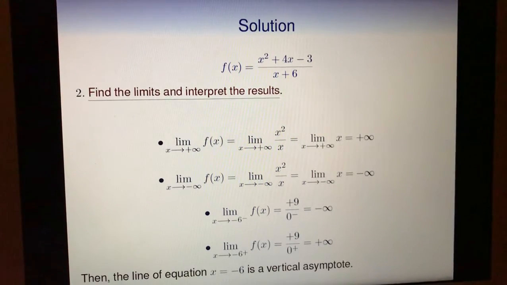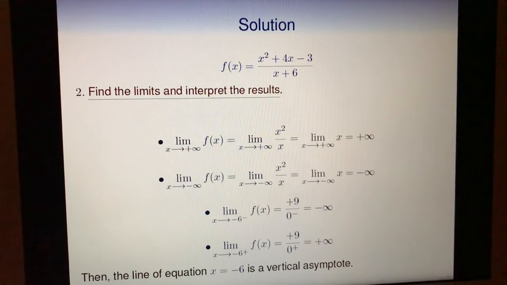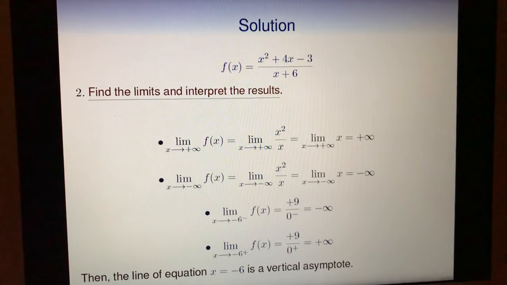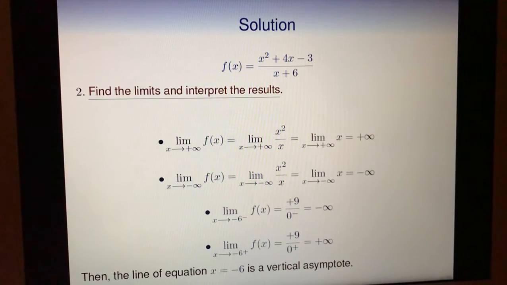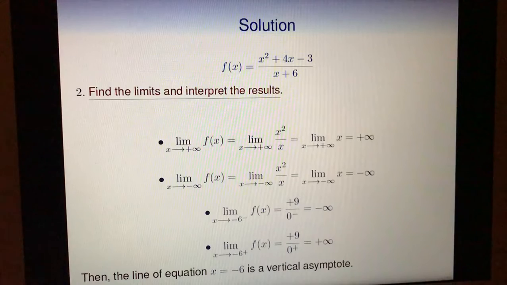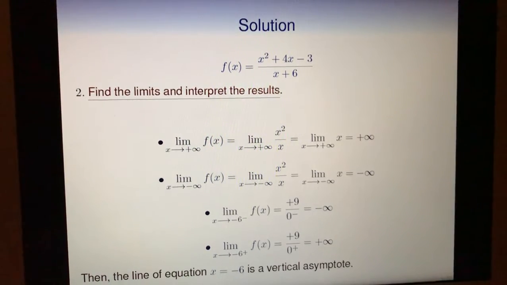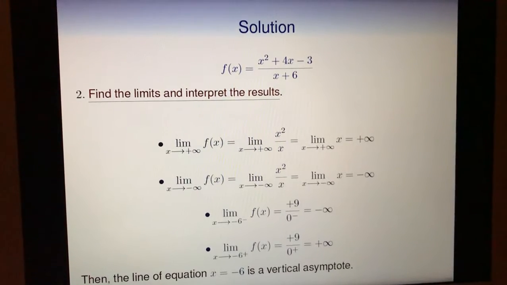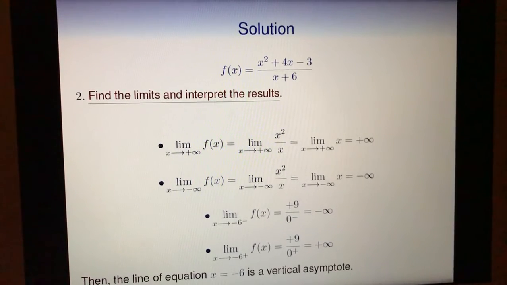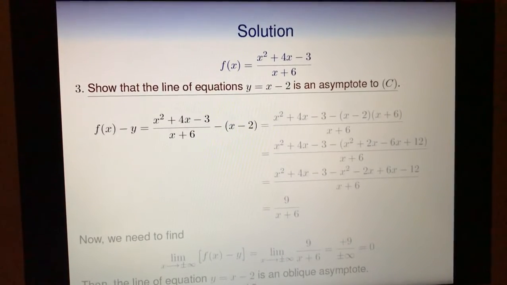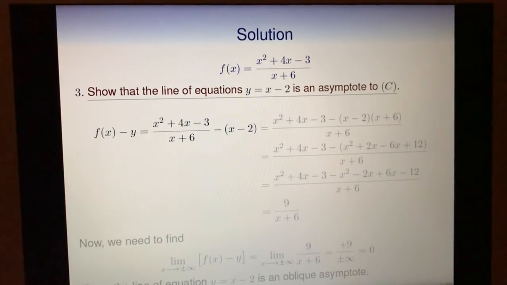Similarly, we can find the limit at minus 6 plus. The difference between the two cases is that we will have in the denominator 0 plus instead of 0 minus, because we are taking the limit at minus 6 plus. So plus 9 over 0 plus is equal to plus infinity. Then we can deduce that the line of equation x equals minus 6 is a vertical asymptote. We can deduce this because of the last two steps, because the limit at x equals minus 6 is infinity.